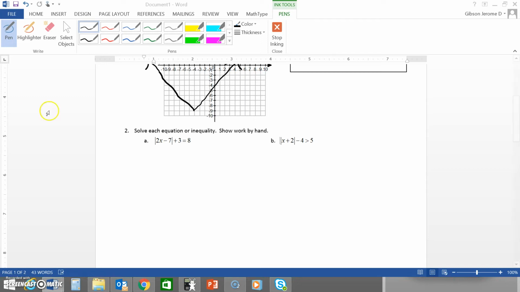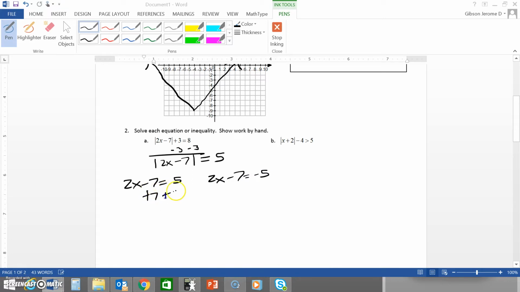Picking up where we left off, we're doing the solve each equation or inequality, show work by hand. Okay, first of all, we would need to subtract 3 on both sides here. So we had an absolute value of 2x minus 7 is equal to 5. So now we would take this as 2x minus 7 equals 5, and 2x minus 7 equals negative 5.